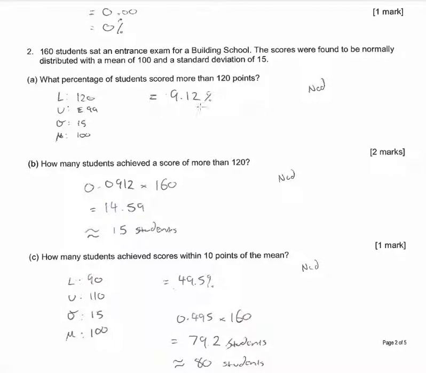In this one here, we don't have a nice number that's lying on the interval. So this is where we have to use a calculator and use the NCD. With using the NCD, basically we want to know more than 120.